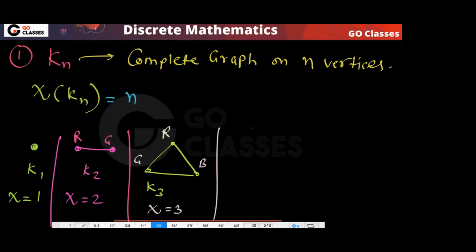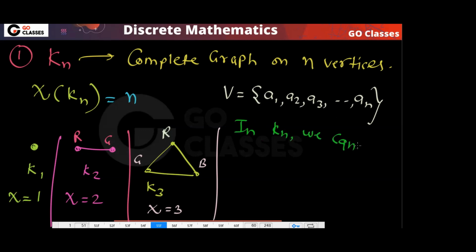So this is the simple idea that if you have a complete graph, let's assume you have these vertices, like A1, A2, A3, and so on, An. So these are your vertices. Now for these vertices, you should notice that you cannot reuse a color. In Kn we cannot reuse a color because every two vertices are adjacent.